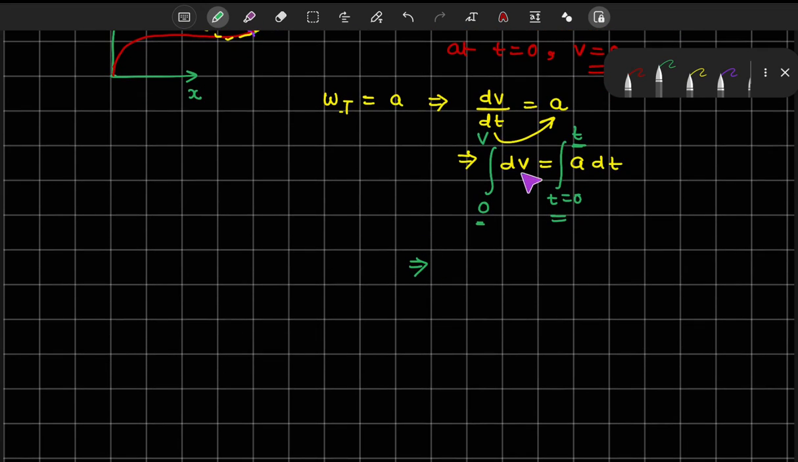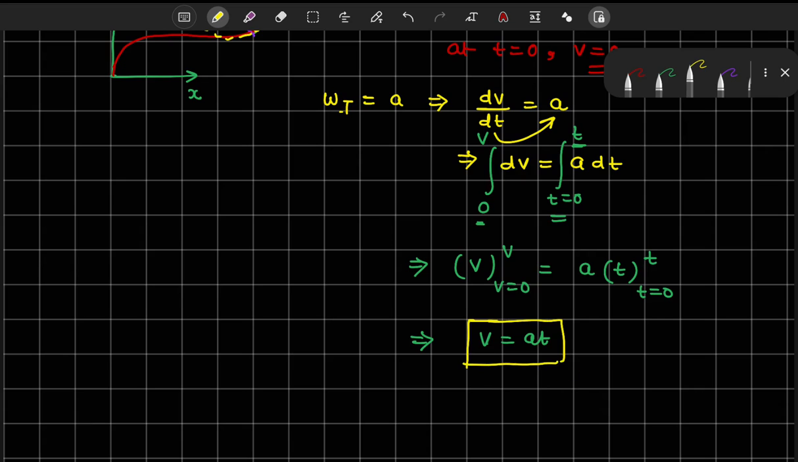If we integrate, we get v from 0 to v, and a times t from t is equal to 0 to t. So from here we get v is equal to a times t. This is the expression of velocity we got in terms of time.